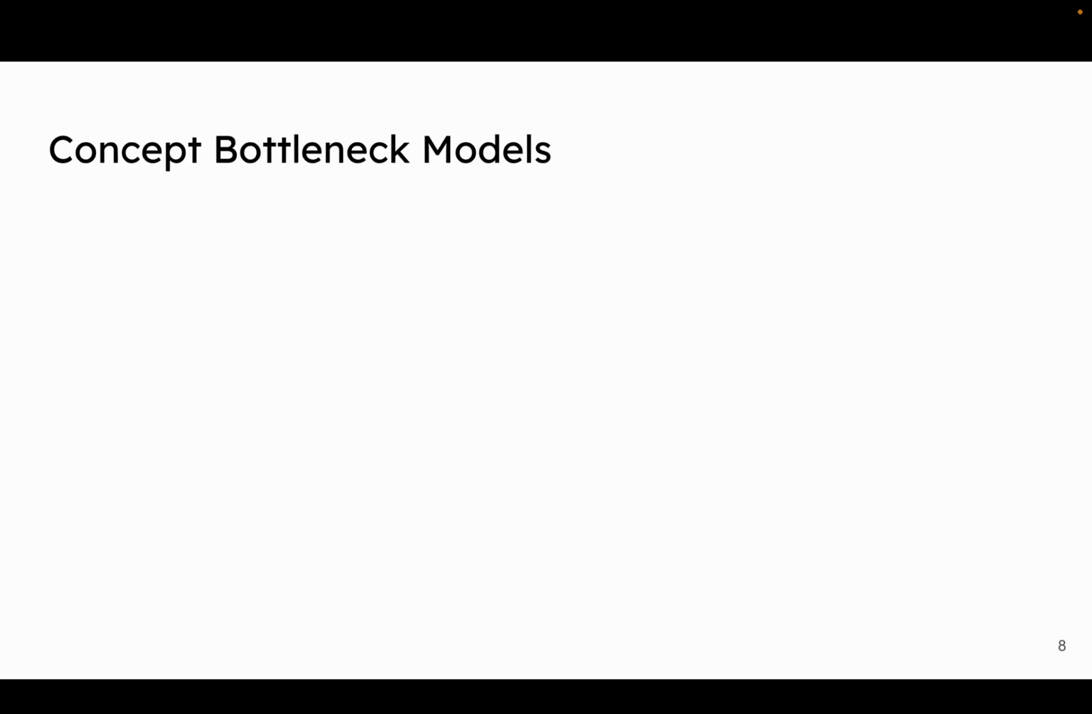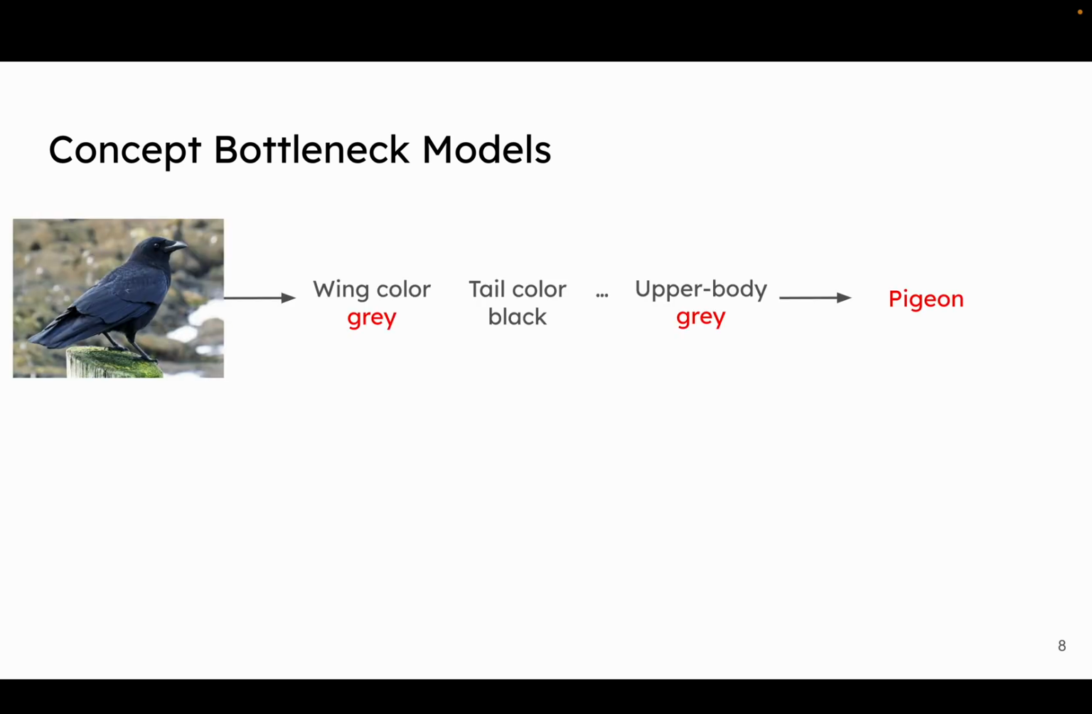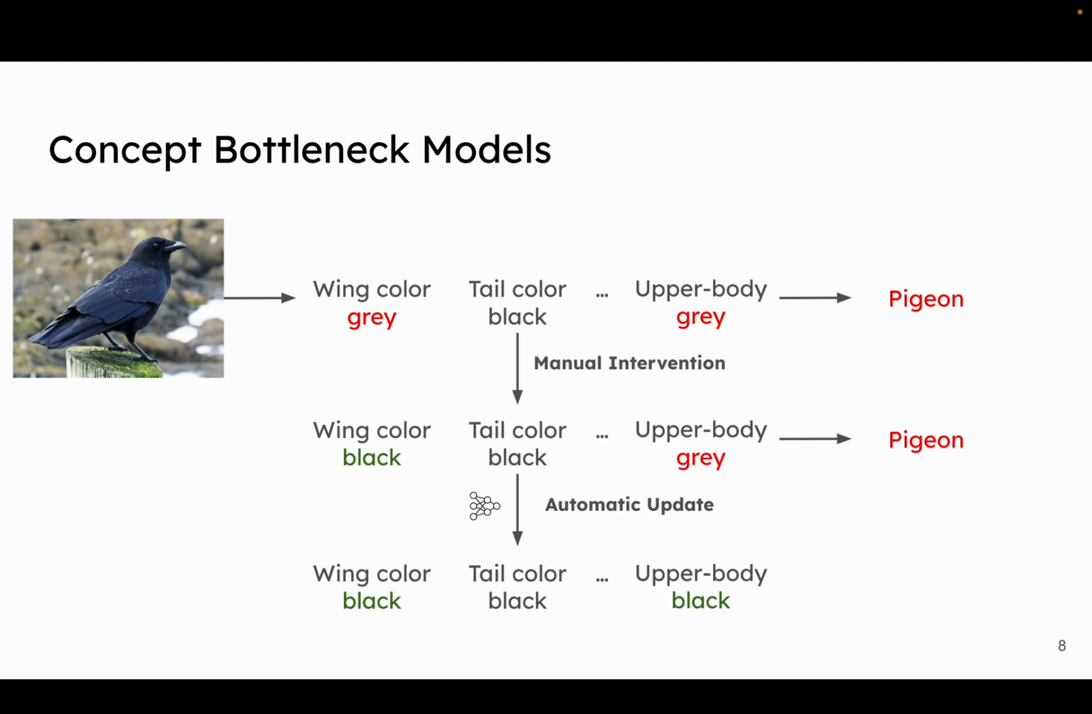In our example, there are two incorrect concepts, and it would take two manual interventions to correct them. However, if we can automatically update the predictions of all concepts after the first intervention, a single intervention is enough to correctly classify the image.